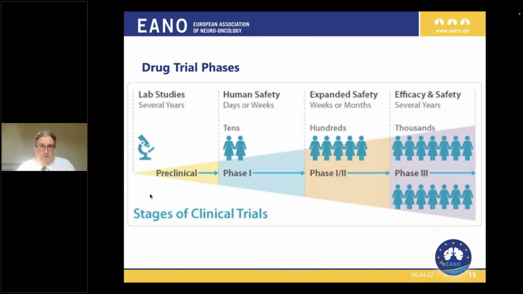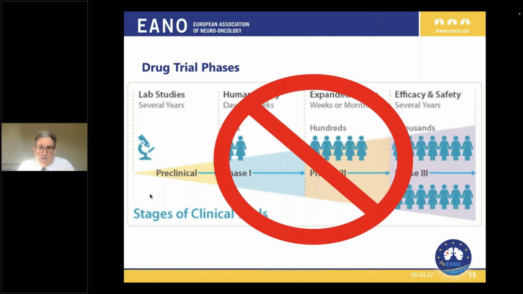So we've heard about the drug phases, the drug trial phases, and the stages of clinical trials. And with the issues we've discussed about the problems with surgical trials, this really doesn't work as a method of being able to directly put them across onto these phases. We need to think of another way of doing this.